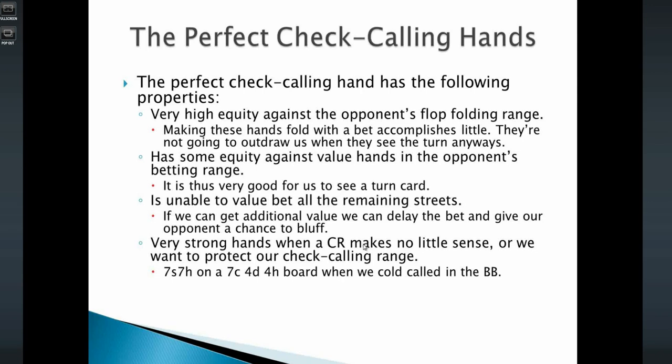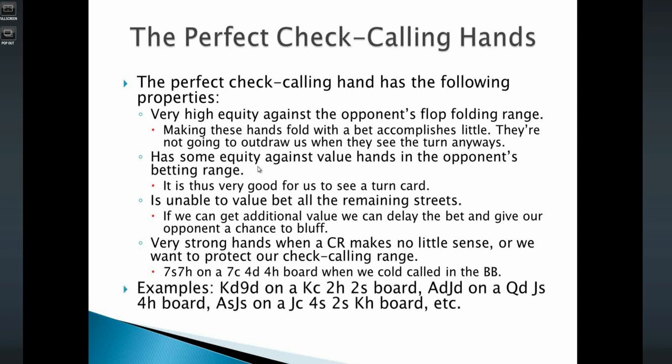So those are the super nutted hands, which are much different than the other hands we're usually talking about with check calling, which is the mostly medium strength made hands. Examples: King 9 of diamonds on a King 2-2 board, Ace Jack on a Queen Jack 4 board, Ace Jack on a Jack 4-2 King board, and notice the Ace Jack has a flush draw in the last example, so when we check call, we're guaranteed to get a chance to pretty much realize our draw, and we might even just have the best hand when our opponent checks back, and we can consider value betting the river.